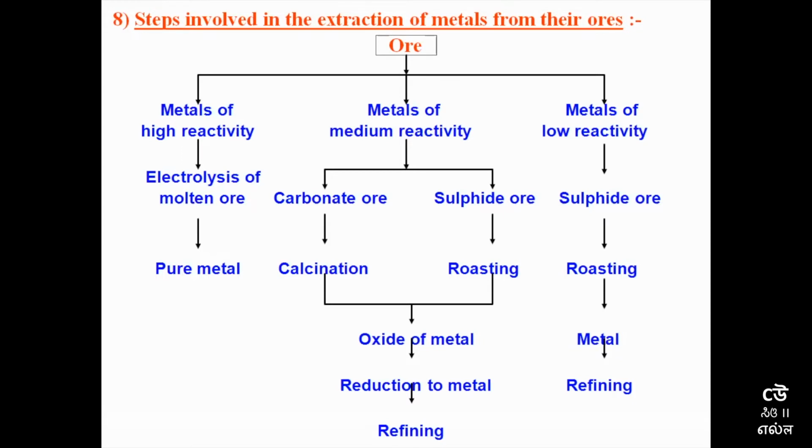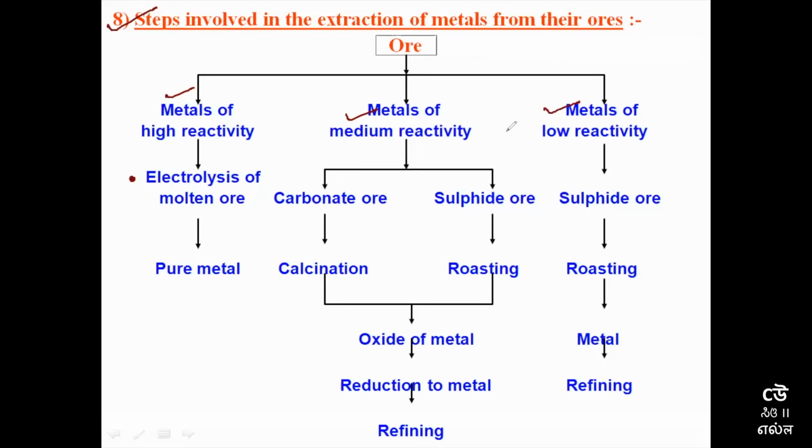We have our next segment over here, named different steps involved in the extraction of metal from their ore. Ores are basically categorized into three types: metals of high reactivity, metals of medium reactivity, and metals of low reactivity. Whenever we are getting metals of high reactivity, electrolysis is performed of the molten ore. When electrolysis is performed, we get the pure metal.